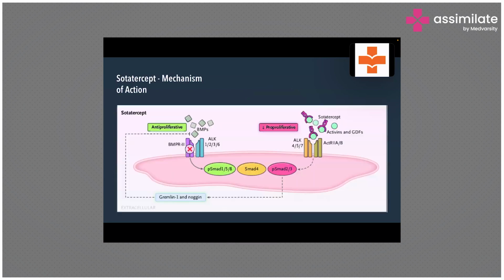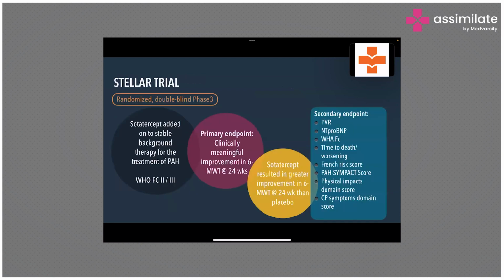Now coming to this, Sotatercept binds to the activin molecules there. As I said earlier, that pathway is also inhibited. Already this anti-proliferative pathway is defective, so now it is balanced. That is the idea of using this molecule. Now this STELLAR trial is a randomized double-blind phase 3 trial where Sotatercept was added to patients who are already on background therapy for pulmonary hypertension, either on 2 or 3 drugs, but stable patients, and patients who were on functional class 2 or 3.